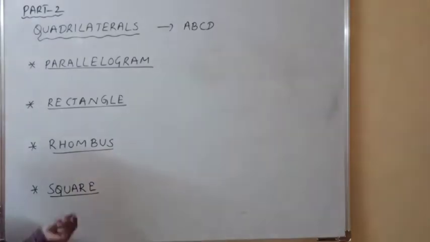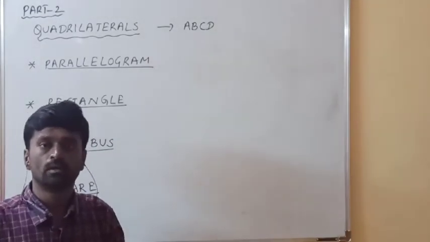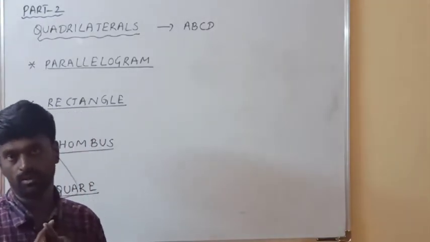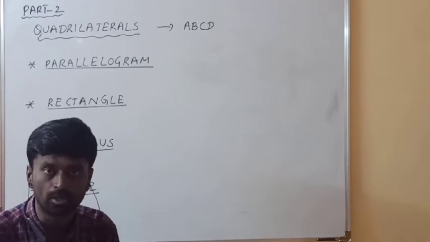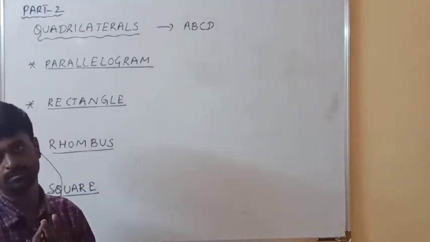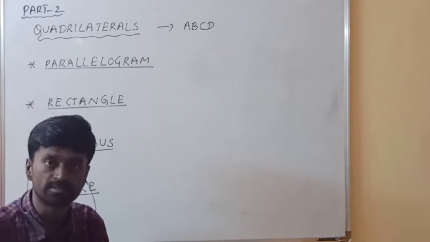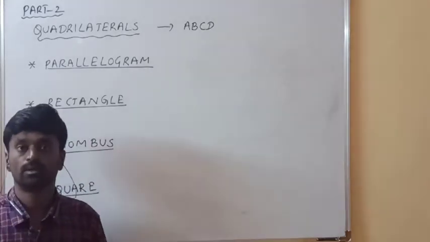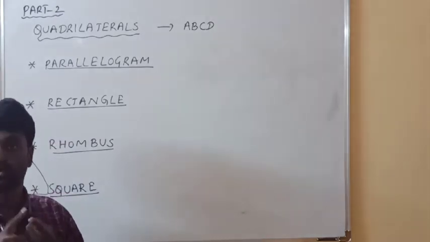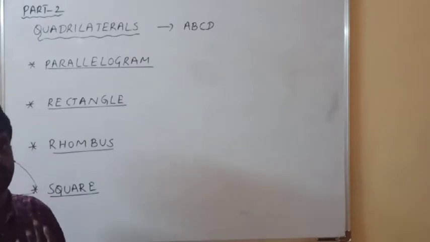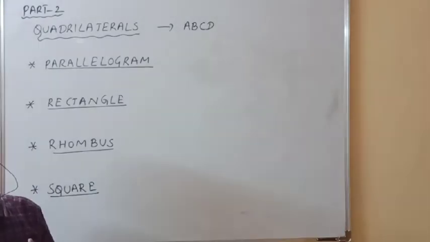Correct? Next, rhombus. A quadrilateral becomes a rhombus if, first, all sides are equal, diagonals are not equal, but diagonals are perpendicular to each other and diagonals bisect each other. That means diagonals are perpendicular bisectors. All sides are equal, diagonals are not equal, but diagonals are perpendicular bisectors.